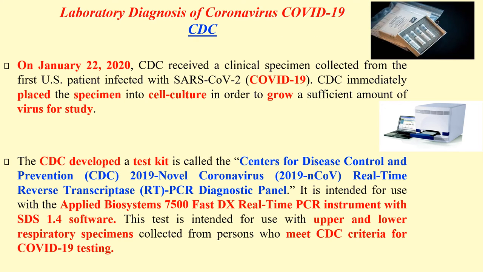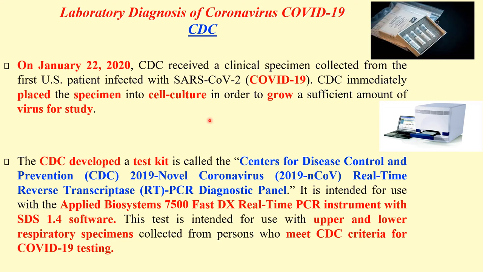After the infection with coronavirus COVID-19 hit Wuhan city in China, the virus appeared and infected American patients. On January 22nd, 2020, the Center for Disease Control received the first clinical sample collected from the first American patient infected with coronavirus COVID-19. Immediately, scientists at the Center for Disease Control propagated this sample in specific cell culture.